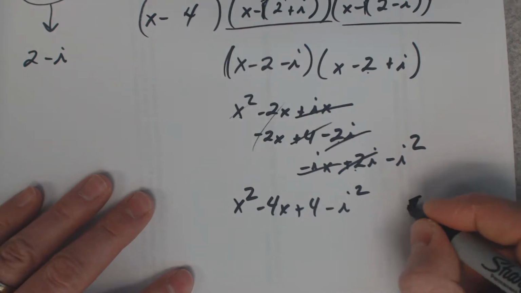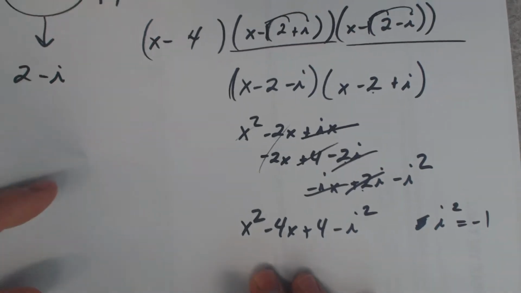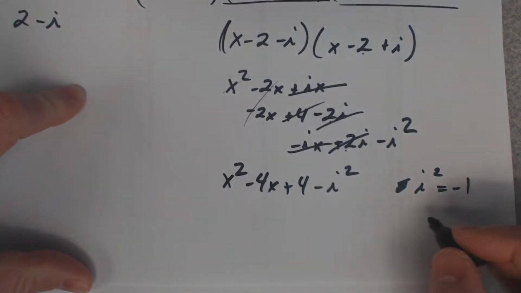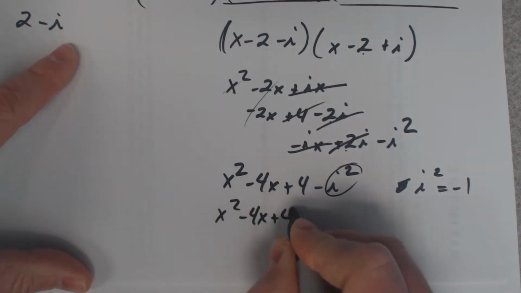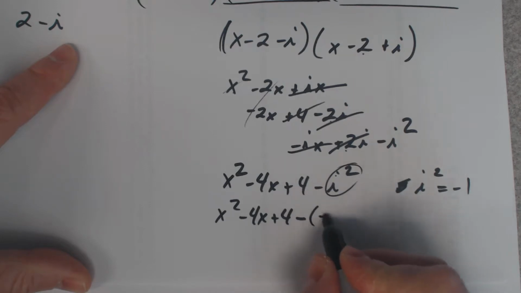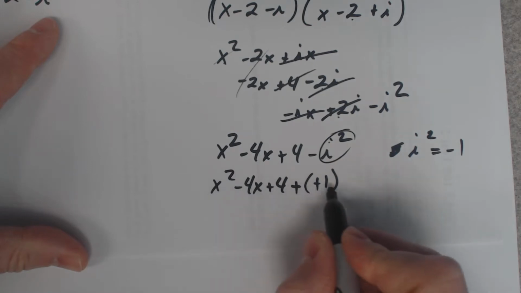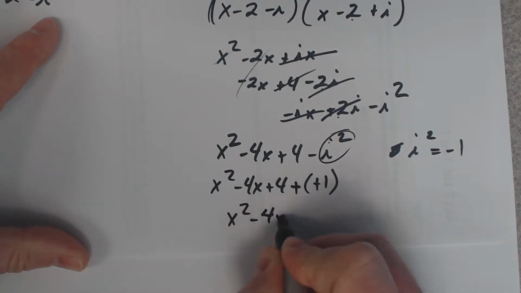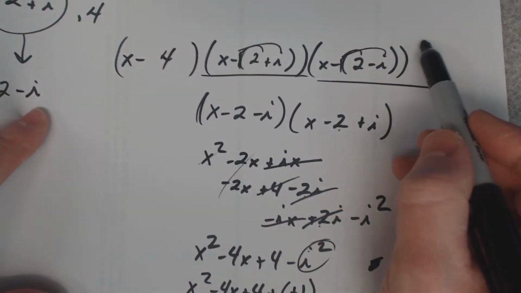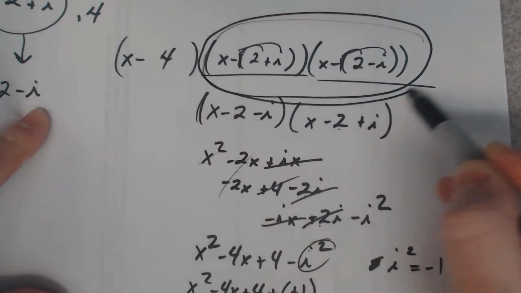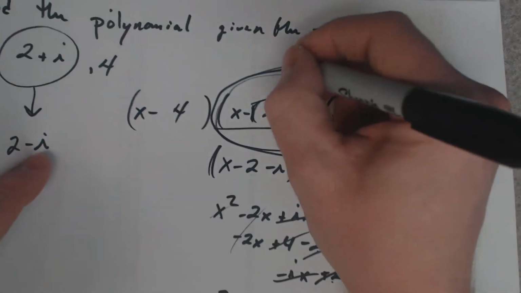i squared is automatically a negative 1. Anywhere you see an i squared, it's equal to a negative 1. And we see an i squared right here. So that's going to turn into a negative 1. And two negatives together make a plus. So 4 plus 1. There's that part. So what we've done is multiplied these two guys together, and we have gotten that to be x squared minus 4x plus 5.